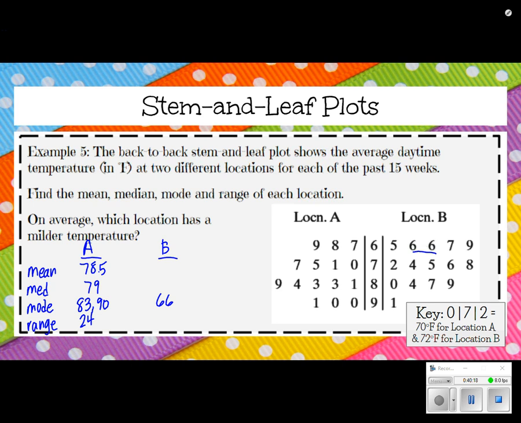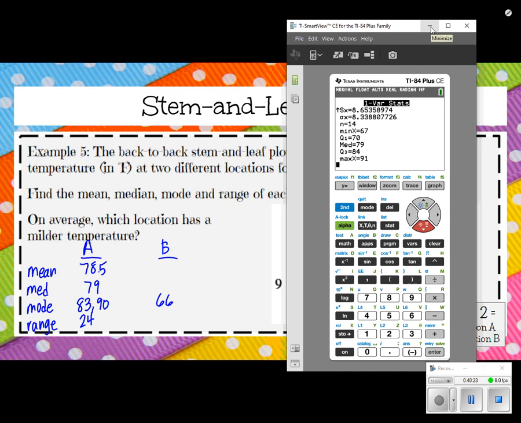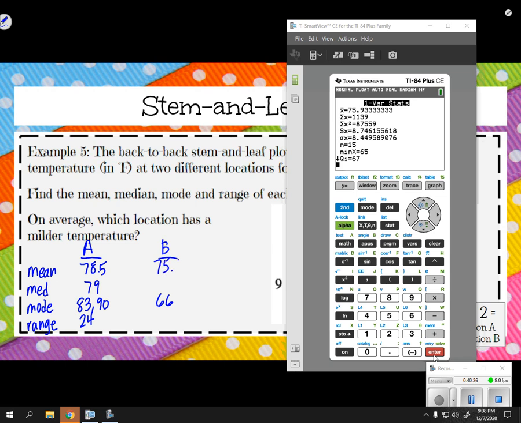And go back to our calculator. I'm going to have stat, right, and 1. Change this to L2. And we've got 75.93. I'll scroll down. The median is 75. I'm feeling location B has a milder temperature, and then max minus min, and this is just more practice for you, is 26 for those values.